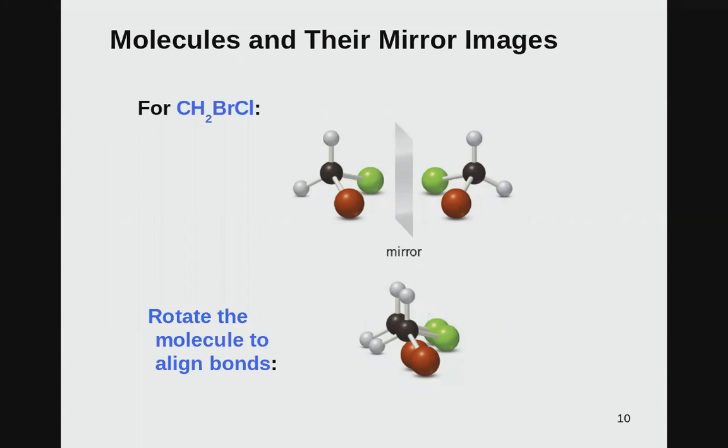Now, for our mirror image, we just flip it over this axis. So now we have our bromine here, our chlorine here, carbon here, hydrogens here, 3D image. Now, the question is, is it chiral or not? Well, what I'm trying to do is superimpose this on this. And remember, you can rotate as you please to try to align the molecules. And in this case, you can actually rotate to align these molecules perfectly, giving us an achiral molecule.